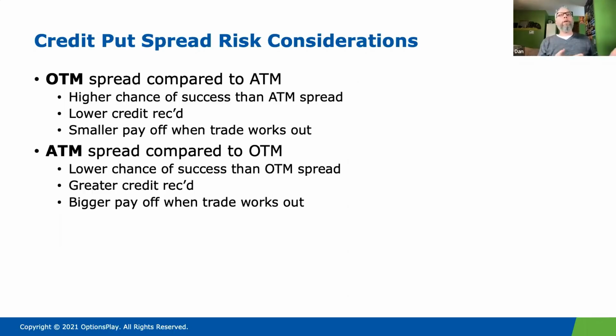So anyway, with put credit spreads, it's sort of the same thing here. If we sell 2 out of the money options, we have a higher chance of success because if the stock goes up, I make money. If it stays where it is, I make money. If it goes down a little bit, all the way to the strike price but not through it, I still make money. Now, they're further out of the money options, so I receive a lower credit, which means a smaller payoff when the trade works out.